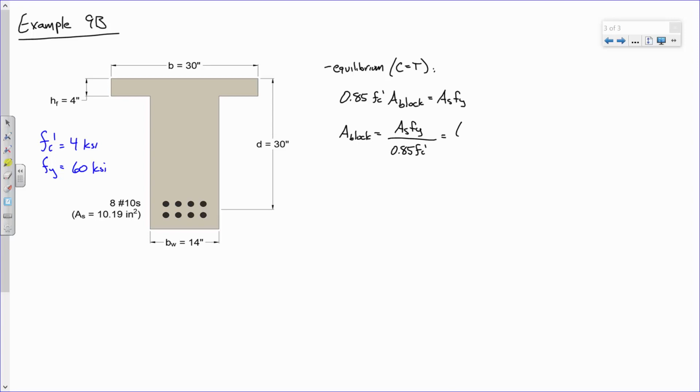So that's 10.19 square inches, that's As by the way, times 60 KSI over 0.85 times 4 KSI, and that equals what? Say it again. 179.8. 179.8. Do I have a second on that? Okay.